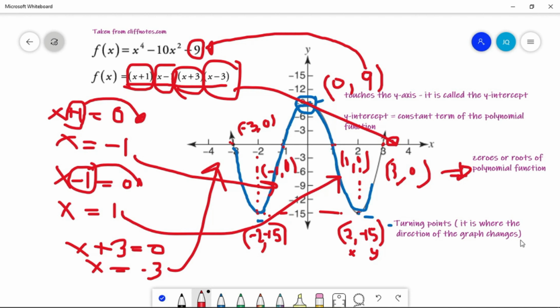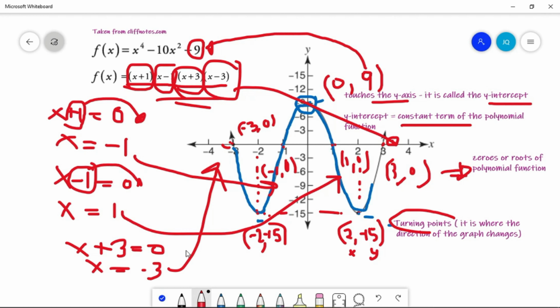Okay, so again, the points where the direction of the graph changes are called turning points, and the point where the graph touches the y-axis is called the y-intercept, which is also equal to the constant term. And the zeros or roots of the polynomial function lie on the x-axis. So these are the points where the graph crosses the x-axis, and they can be seen from the factored form of the given polynomial function.